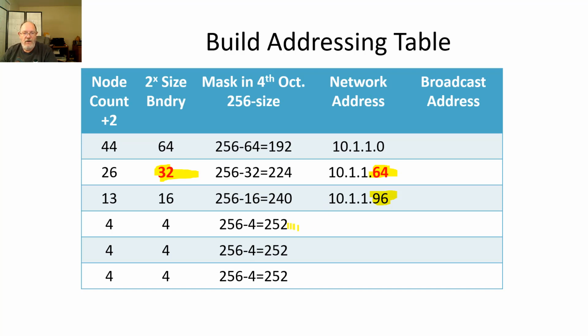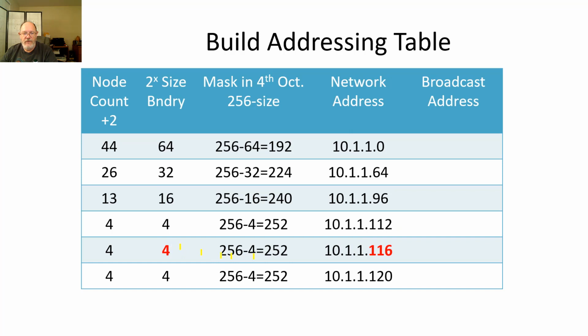Likewise, to get our address for the first wide area network, we take the size of the third network, add its network address, and we come up with 112. That becomes the network address for our first wide area network. And that logic continues on until we fill in our network addressing.